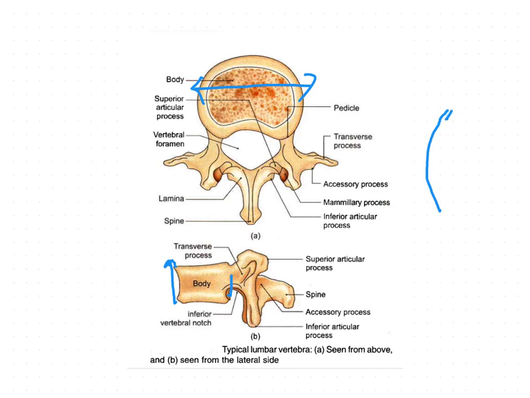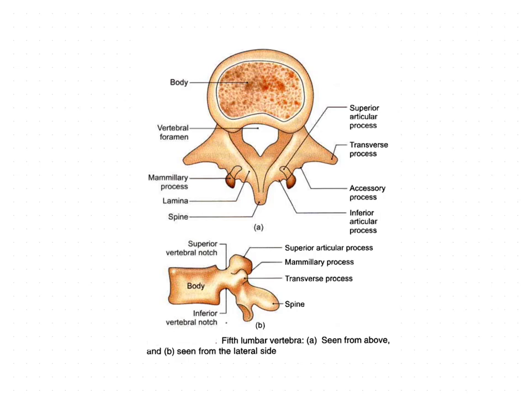Now we are going to see the atypical lumbar vertebra, that is the fifth lumbar vertebra. Here you can see the fifth lumbar vertebra. The fifth lumbar vertebra shows some distinguishing features compared with the typical vertebrae. Now we are going to see only the distinguishing features.